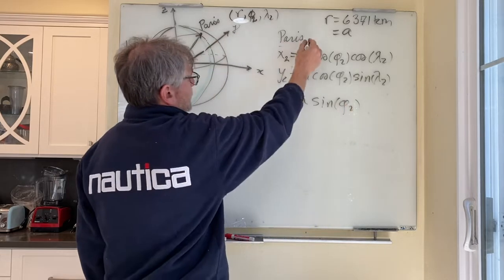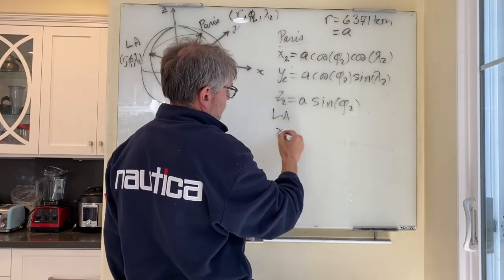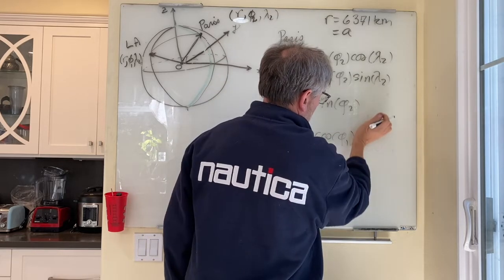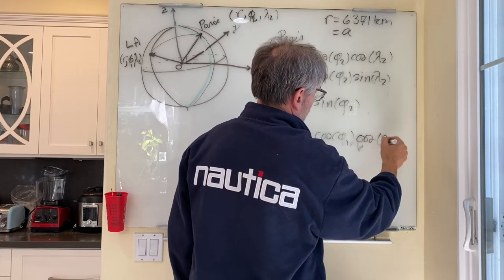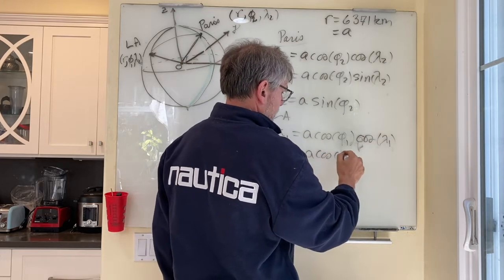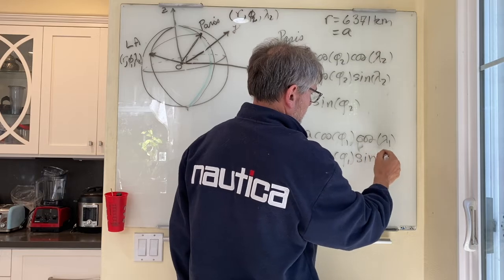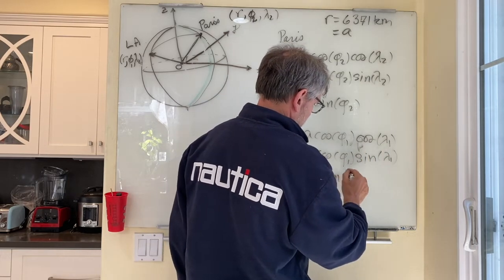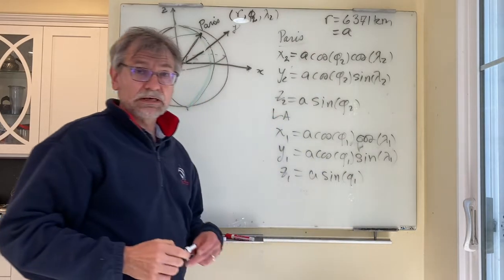So that's Paris. And now Los Angeles: x1 is equal to a cosine phi1 cosine lambda 1. y1 is a cosine phi1 sine lambda 1. And z1 is equal to a sine phi1. All right, so now we have those coordinates.